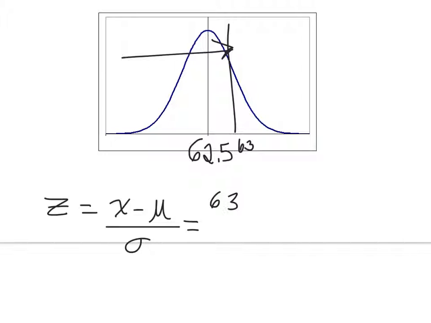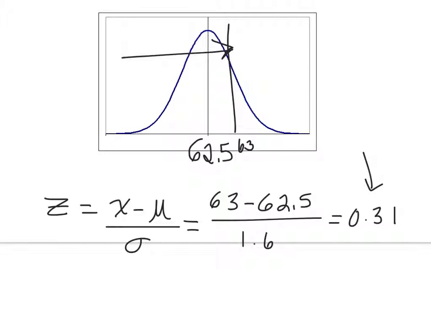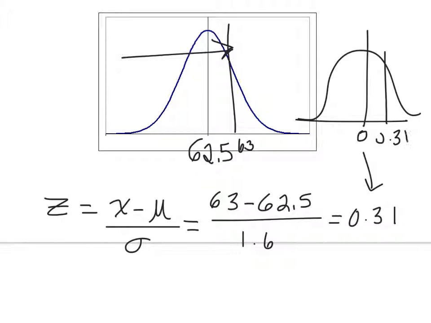Our x value is 63, the mean is 62.5, and the standard deviation was 1.6, and I get this value that I'm always going to round to 2 decimal places, because you'll see why, that's how you read the table. And this is the value that I'm looking up in my table. What this number is: if I standardize this curve to a mean of 0, that's what standardization means, then this is saying I'm 0.31 standard deviations above, because it's positive, the mean.